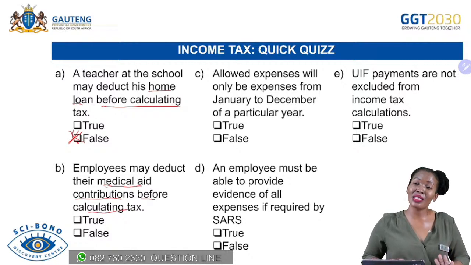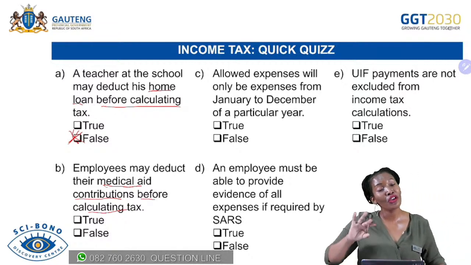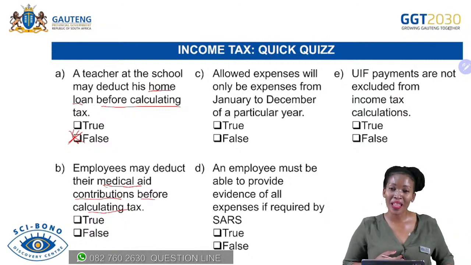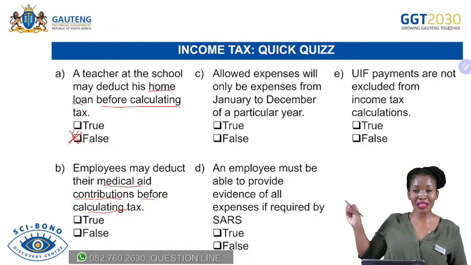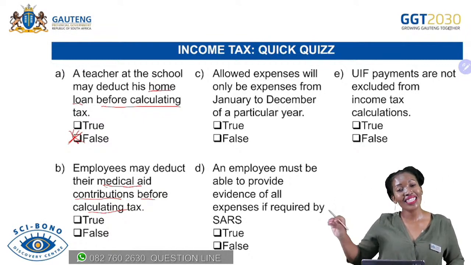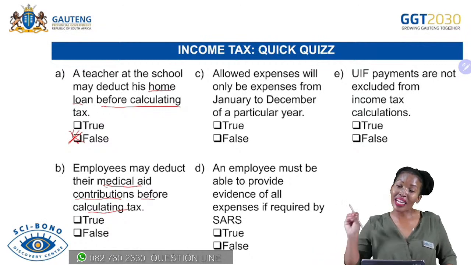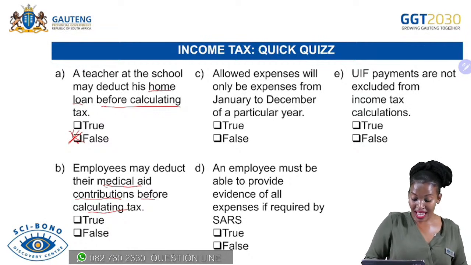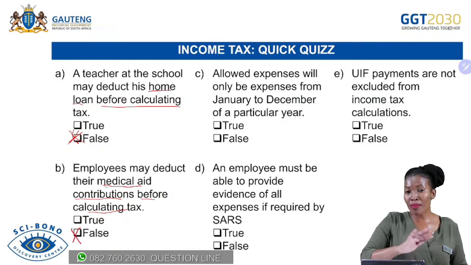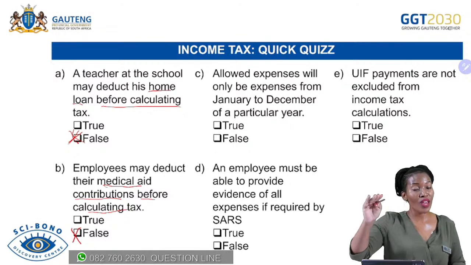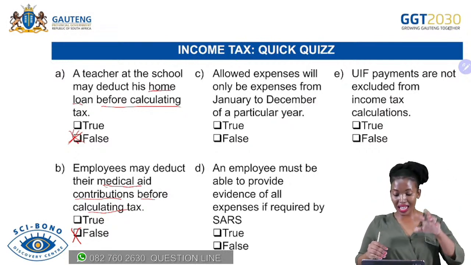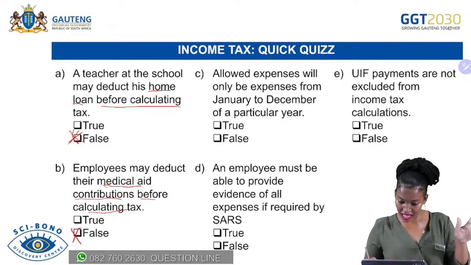Even if they tell us that this person contributes 5,000 towards medical aid, we don't care. We are going to tax them. Even if they pay medical aid, we tax them. And I will show you as we continue with our calculations where exactly the medical aid fits in. But as far as taxing is concerned, we tax the medical aid. So here, employees may deduct their medical aid contribution before calculating tax. A big false, guys. You don't subtract medical aid before you calculate tax. We tax medical aid. It is included in your taxable income.